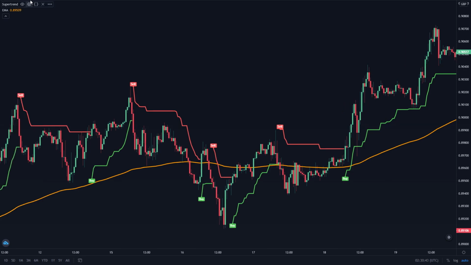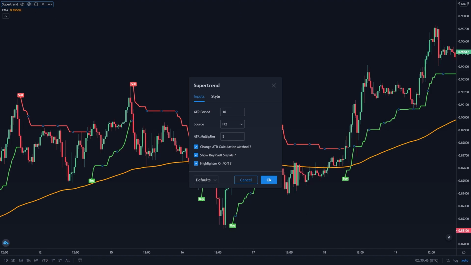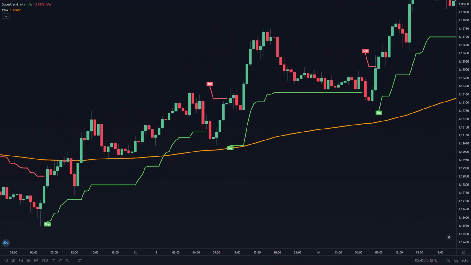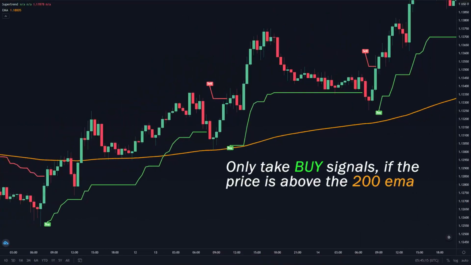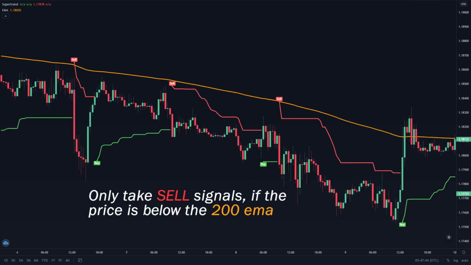For this strategy, I'm using the default settings of the Supertrend indicator. This is how you trade the strategy. So you only take buy signals from the Supertrend when the price is above the 200 EMA line. And you only take sell signals from the indicator if the price is below the 200 EMA line.